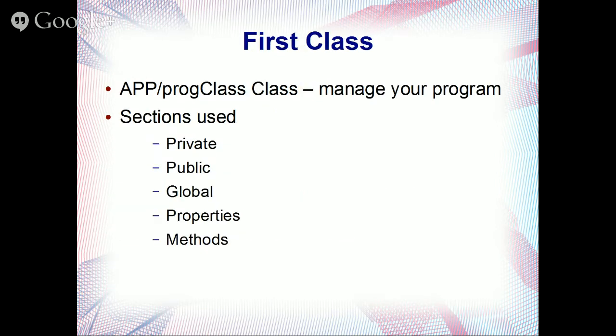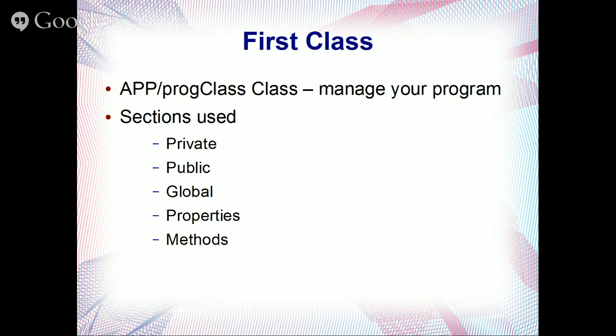So what does a class really consist of? It can be at least one of the top three and a couple of the bottom ones, but bottom line, it has certain sections that you usually use inside your class. One is private, public, global, properties, and methods. I'll give you a couple minutes with each one.